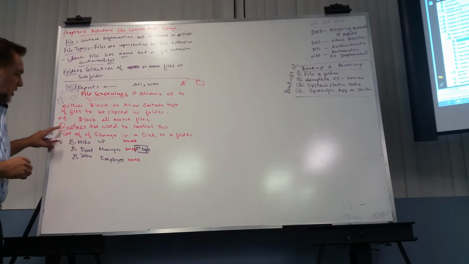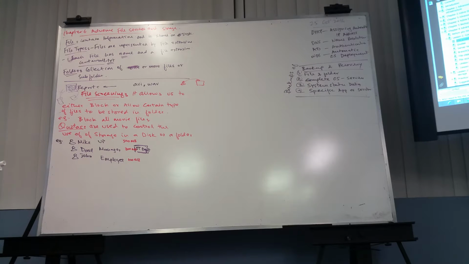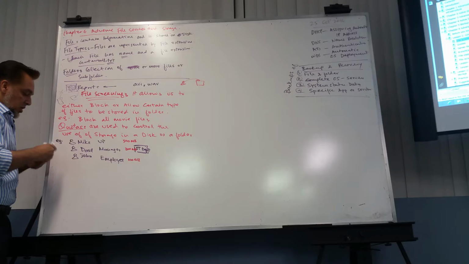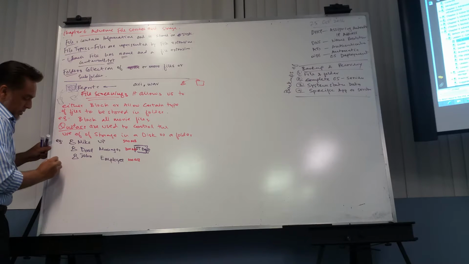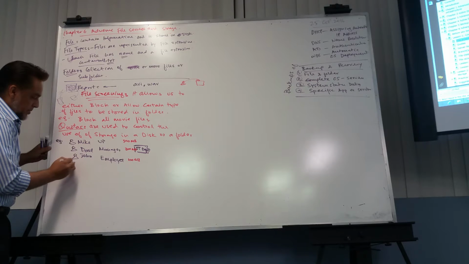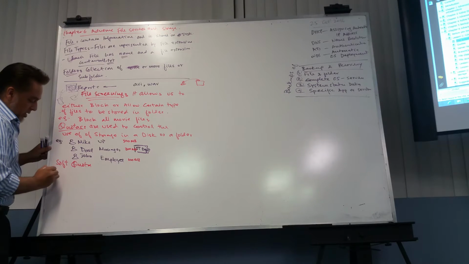Okay, now since we have quotas here, quotas are of 2 types: soft quota and hard quota. So there is something called a soft limit and a hard limit. So there is soft quota and hard.